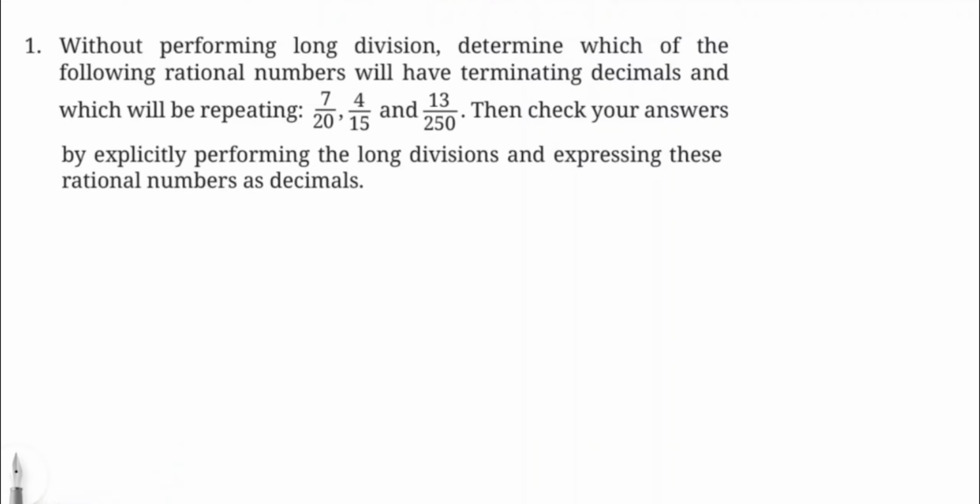First problem: without performing long division, determine which of the following rational numbers will have terminating decimals. So we need to find out which of these have terminating decimals and which will be repeating: 7 by 20, 4 by 15 and 13 by 250. Then check your answers by explicitly performing the long division, expressing these rational numbers as decimals. Okay, so let's start.